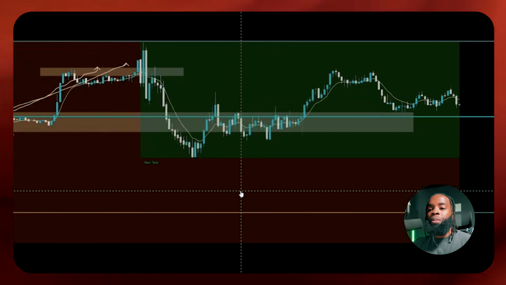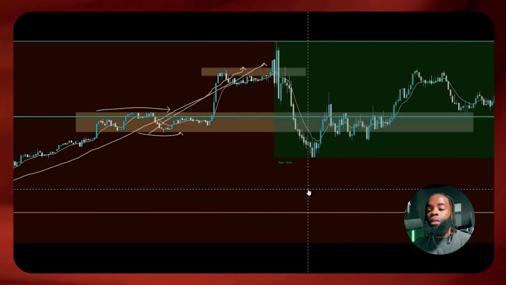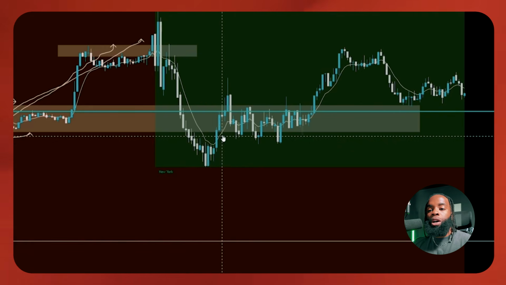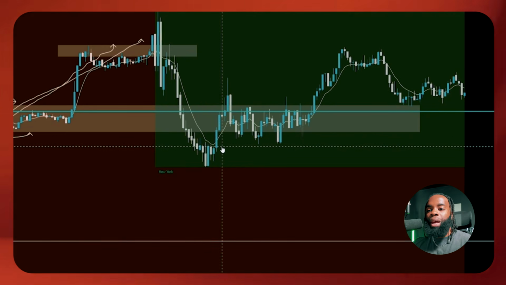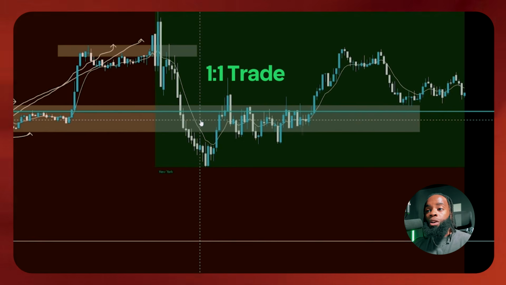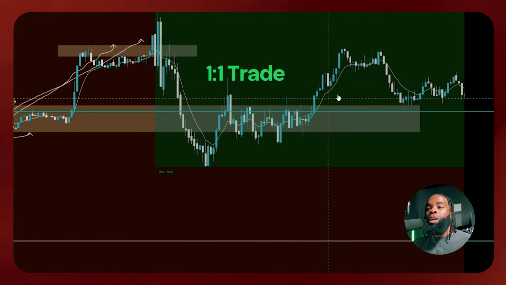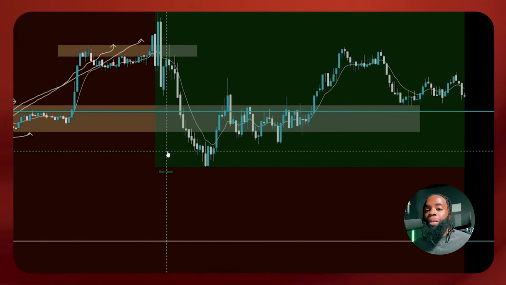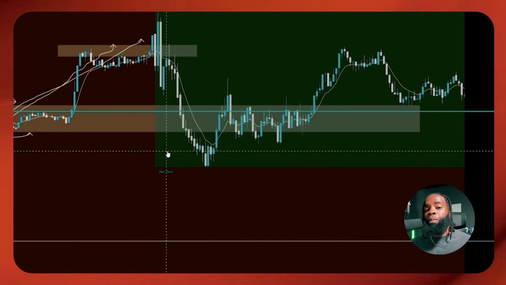Now we can go into the 1-minute or the 2-minute time frame, and the entry candle is simply going to be an engulfing candle crossing above the 9 EMA. And then we can now take another 1-to-1 trade, or if we want to, we can ride this all the way to the most recent high. And that right there, my friend, is how you can catch a lot of pips.